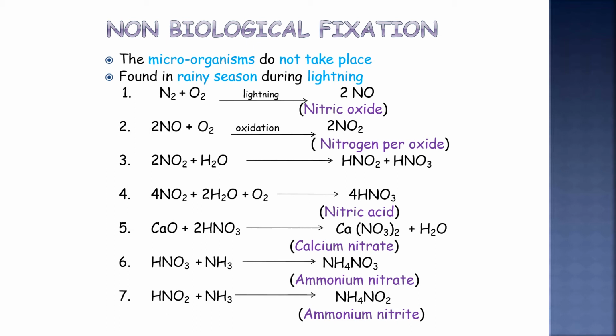HNO3 is nitric acid. Then 4 molecules of NO2 plus 2 molecules of water plus oxygen convert into 4 molecules of HNO3, that is nitric acid. Then calcium oxide plus 2 HNO3 converts into calcium nitrate plus water. Then nitric acid plus ammonia gives ammonium nitrate. And finally, nitric acid plus NH3 gives ammonium nitrite.